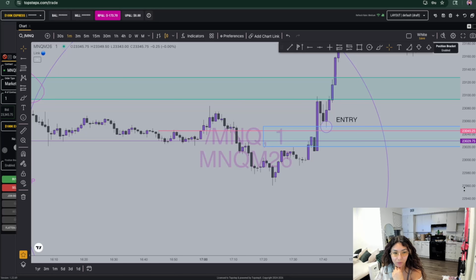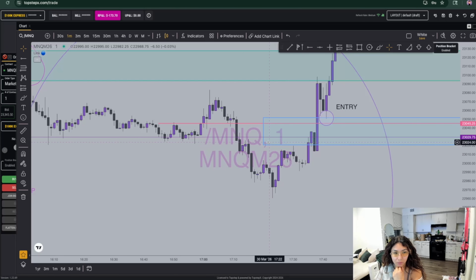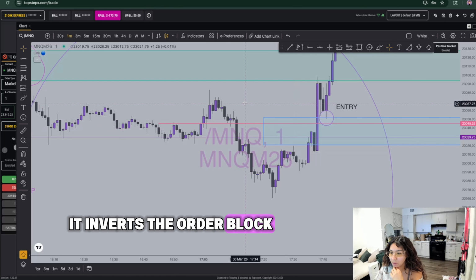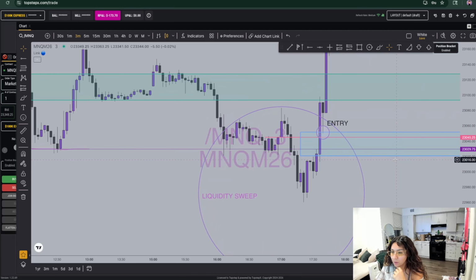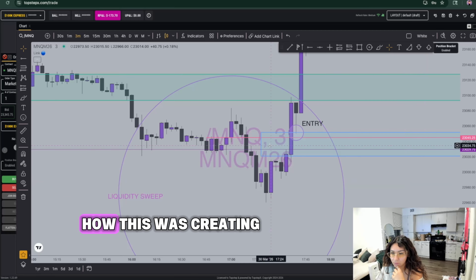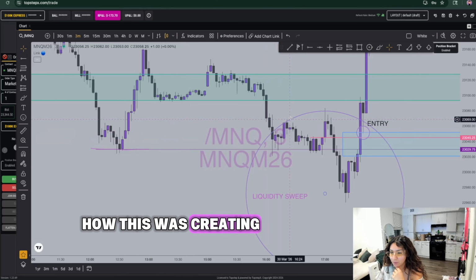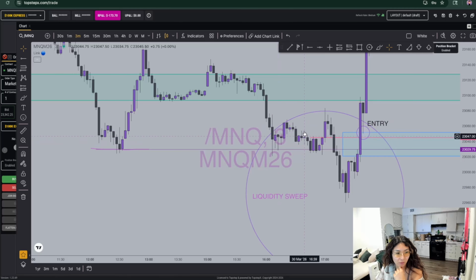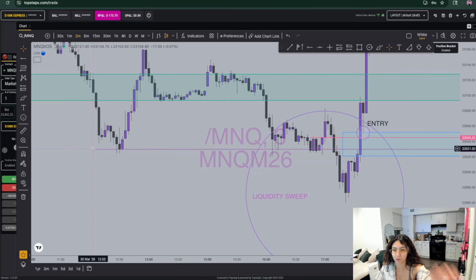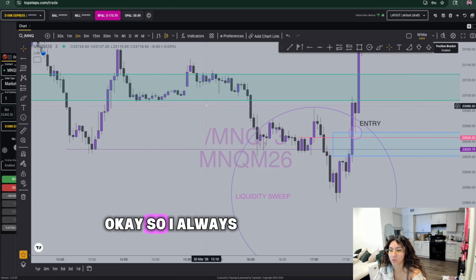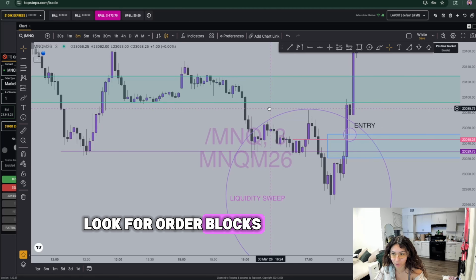The order block. It inverts the order block. Do you guys see on a 3-minute time frame how this was creating a base here? And do you guys see how this base was pretty much the floor for the previous lows? Okay, so I always look for order blocks. That's my number one thing.